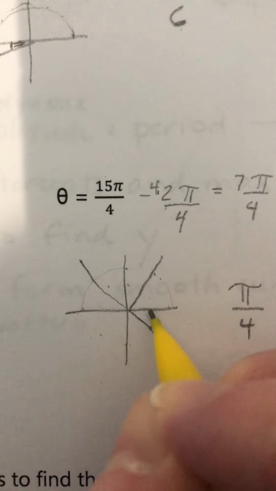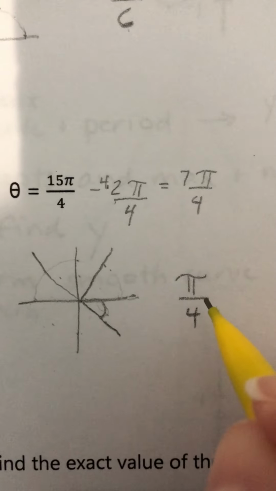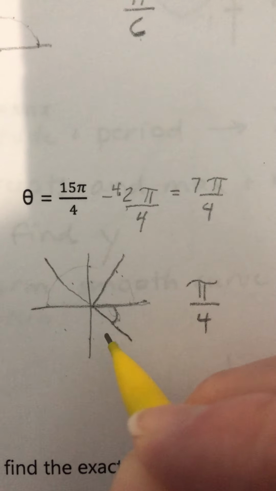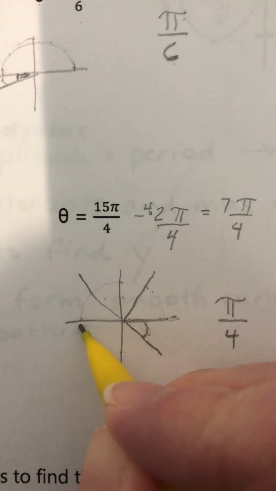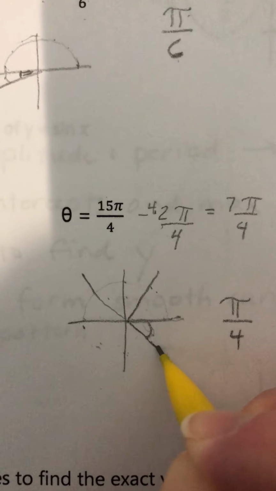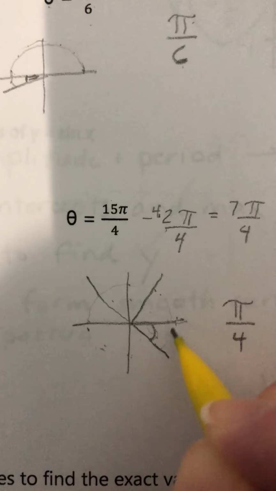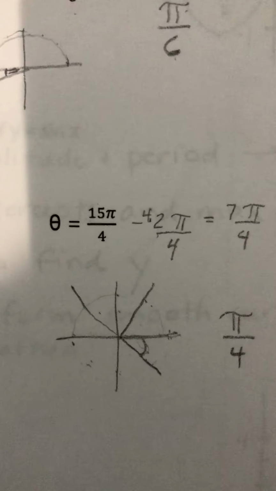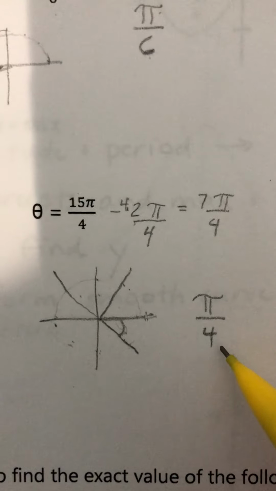The reference angle is always made with the x-axis. So what's left then, because this was 1 pi over 4, 2, 3, 4, 5, 6, 7 pi over 4, is here. 1 more pi over 4 would be 8 pi over 4, which would take us back to 2 pi. So my reference angle is what's left, pi over 4.